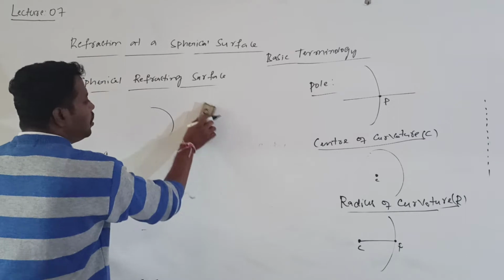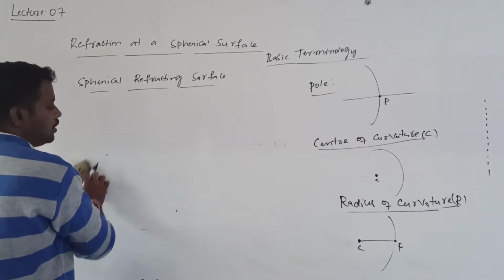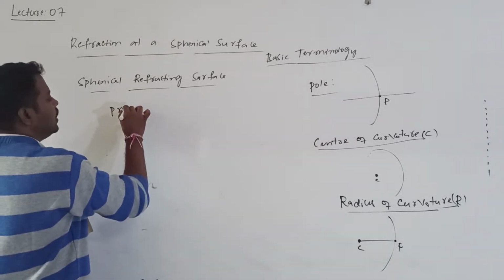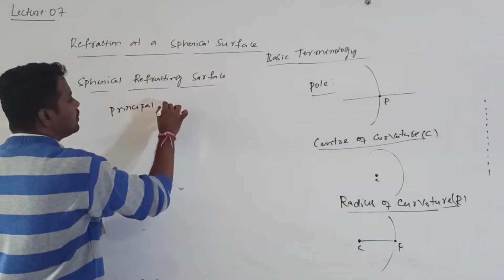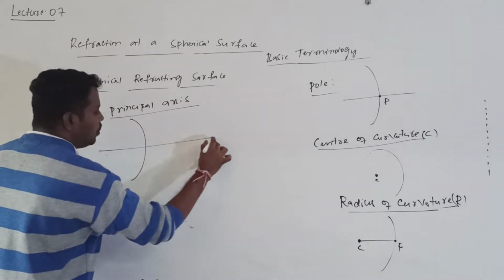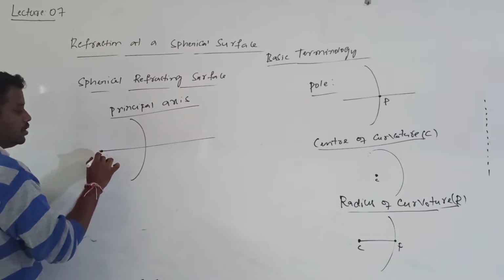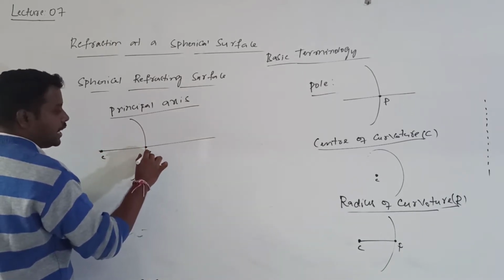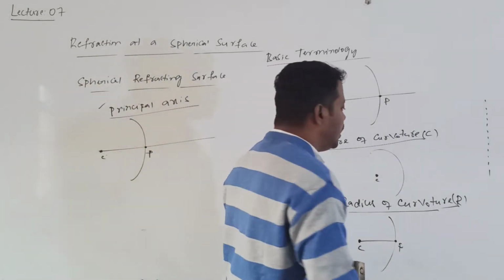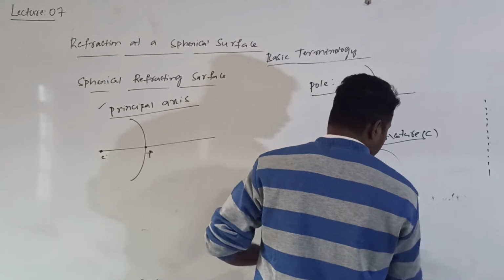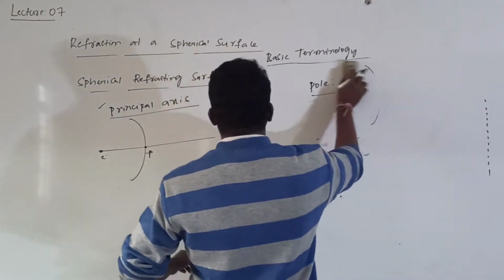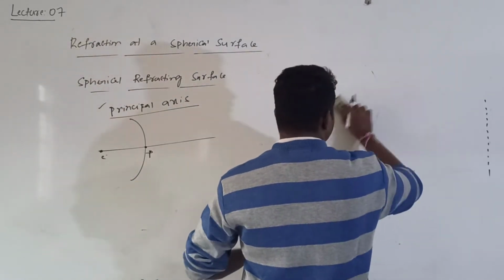After knowing the radius of curvature, what is the principal axis? It is the line passing through the center of curvature and pole. If I draw a line passing through the center of curvature and pole, that line is called the principal axis of the spherical surface. These are the basic terminology which we will use for studying refraction at a spherical surface.